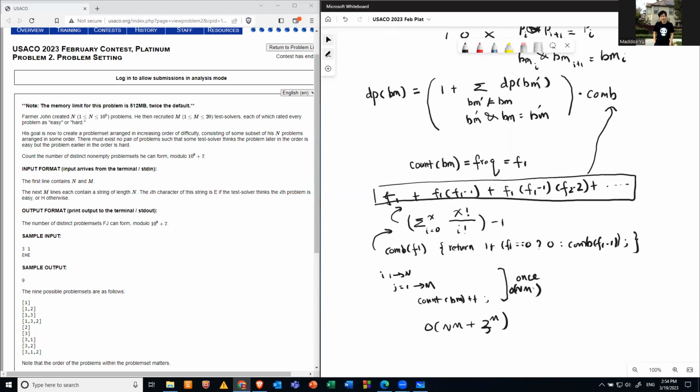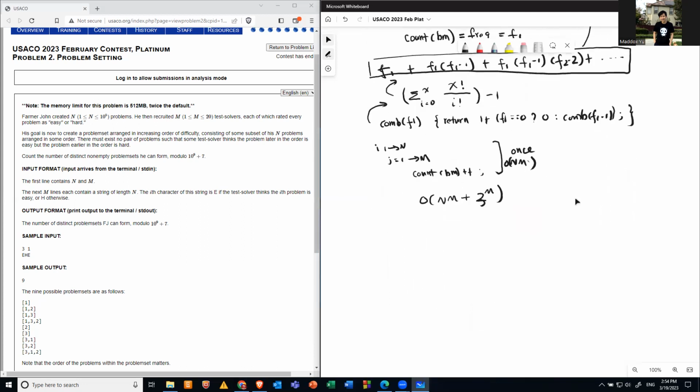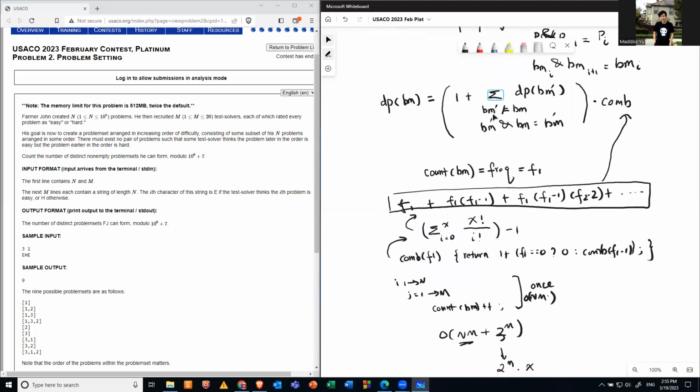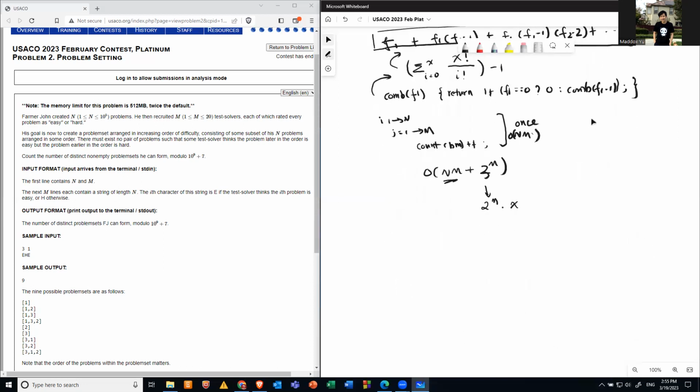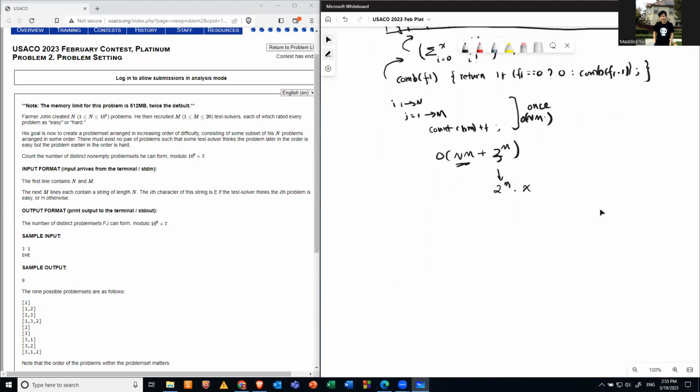Let's see, can we reduce it? This part you cannot do anything about, but this one, can I reduce it to 2 to the power of n times something? Okay, how do I do that? Let's look at this one more time. Every time I have to calculate the sum over all the bn's, right? The sum of all the bn is 2 to the power of n. Can I put this as linear, let's say n.